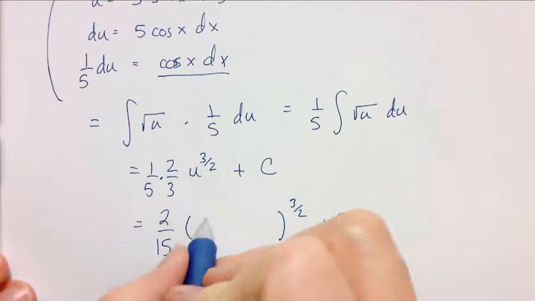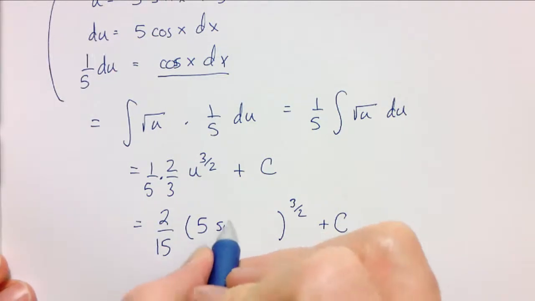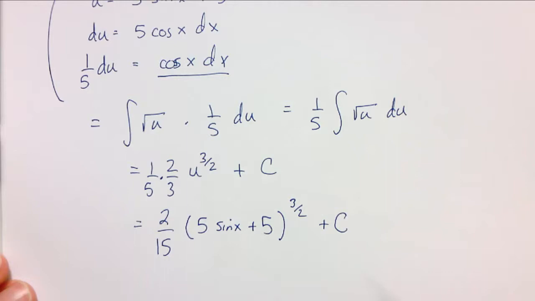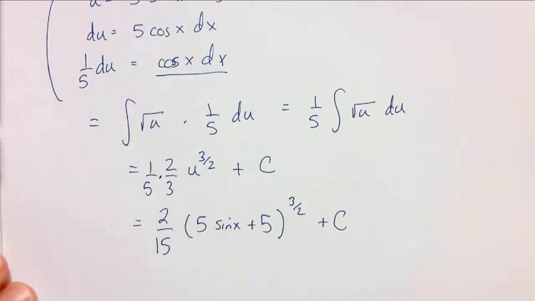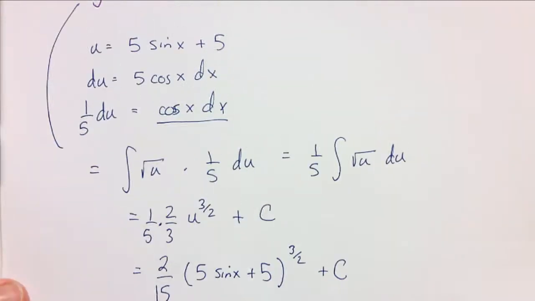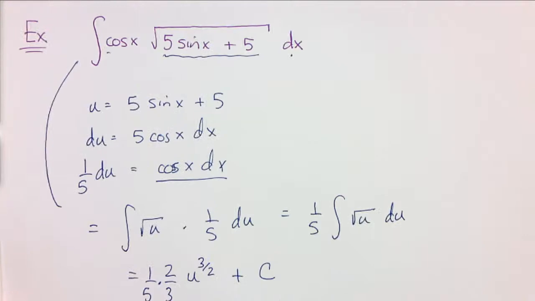But u is really 5 times the sine of x plus 5. Right. Again, if you're ever unsure, take the derivative and see if you get back the original integrand. Right. It works in this case. I'll let you check it.